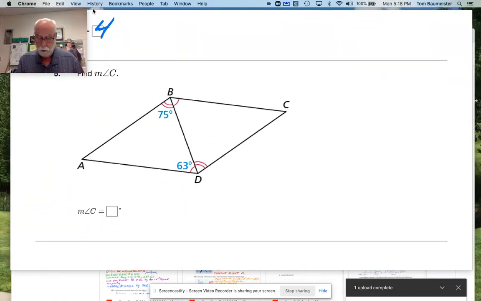All right, so on this next one here, it says find the measure of angle C. All right, so we need to kind of see what they have here. So we know that this angle here that is marked with one arc is 63.